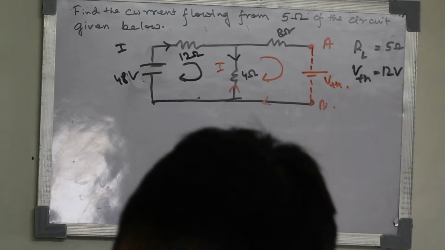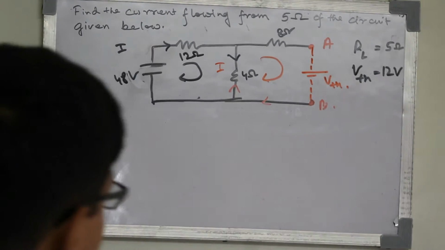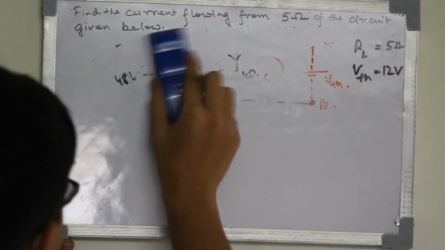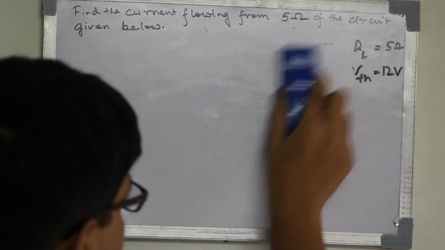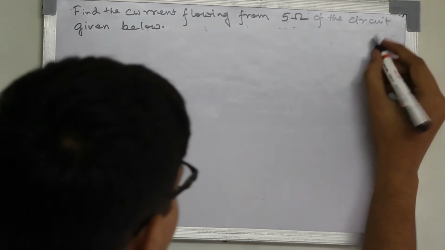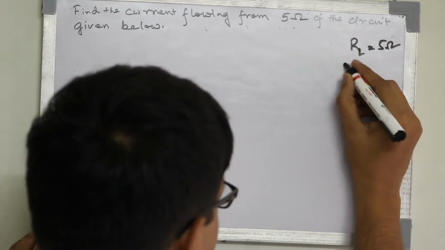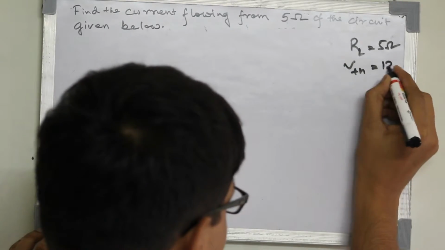RTH is the Thevenin's resistance. Now how we can find the RTH? I am removing the circuit from here. Hope you all draw the circuit. Now here RL equals to 5 ohm, VTH equals to 12 volt.